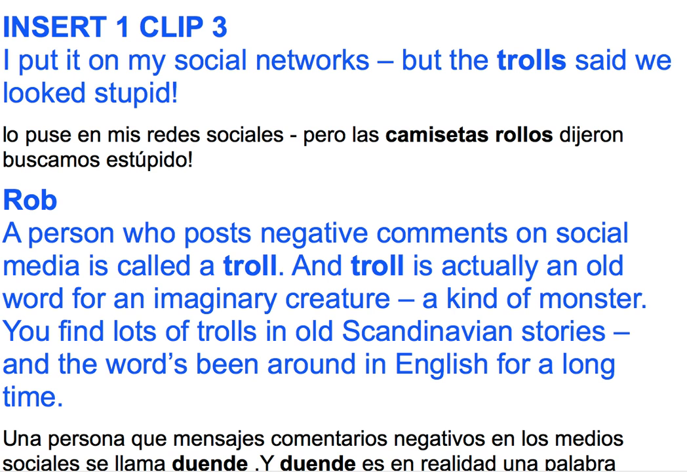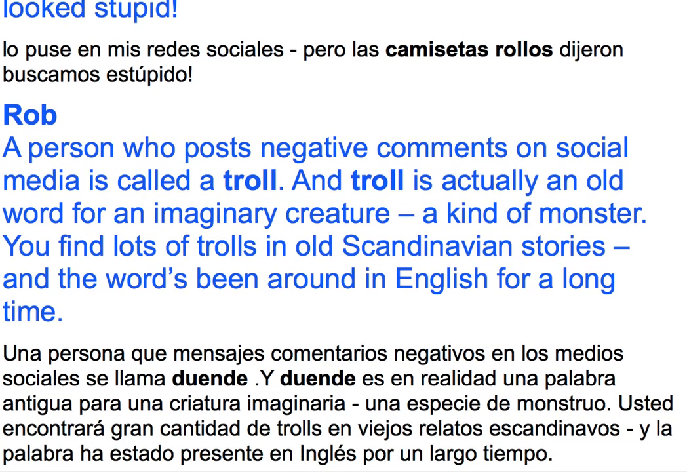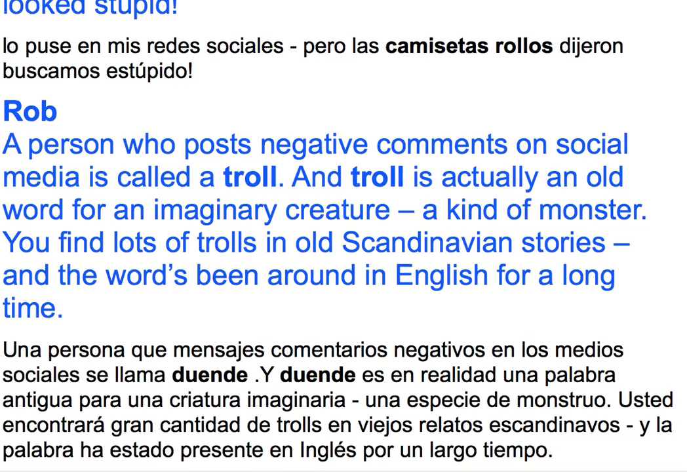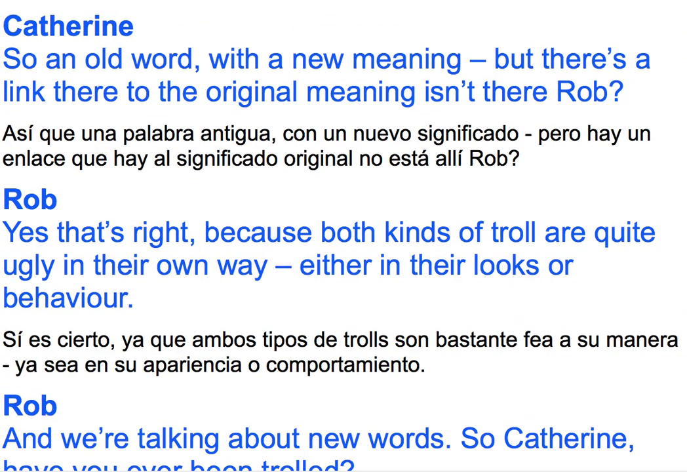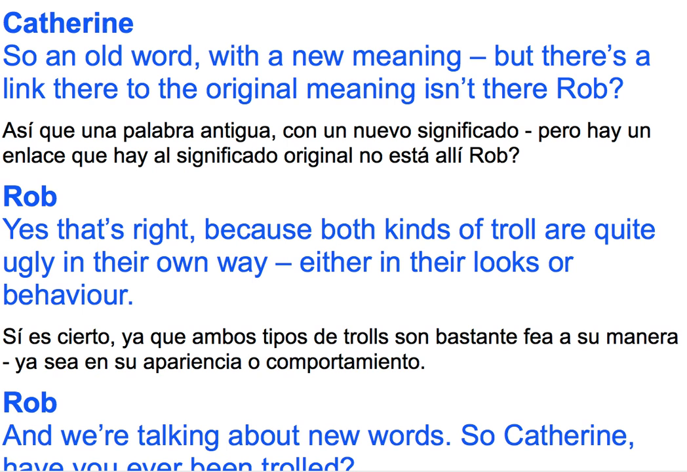A person who posts negative comments on social media is called a troll. And troll is actually an old word for an imaginary creature, a kind of monster. You find lots of trolls in old Scandinavian stories, and the word's been around in English for a long time. So an old word with a new meaning, but there's a link there to the original meaning, isn't there, Rob? Yes, that's right, because both kinds of troll are quite ugly in their own way, either in their looks or behaviour.